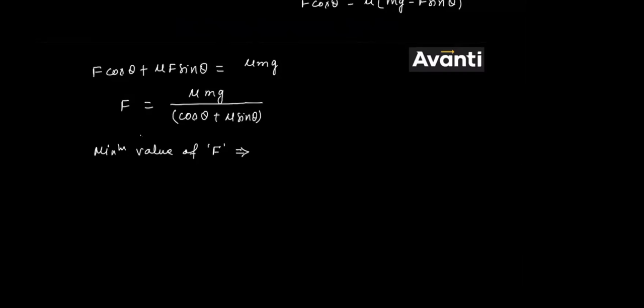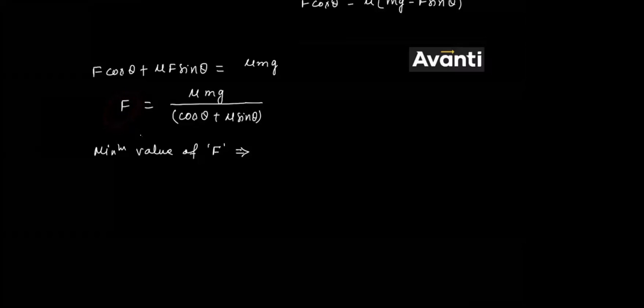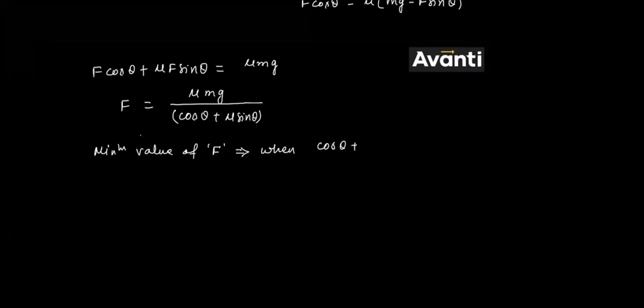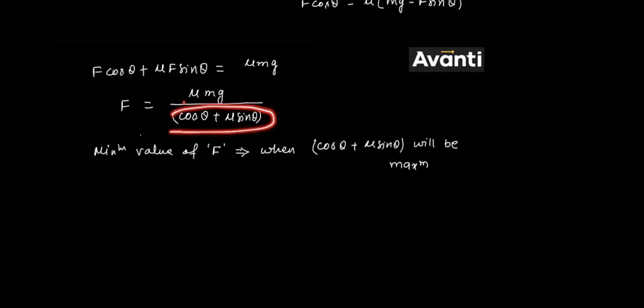Guys, tell me, when are we going to get the minimum value of F? Can I say that the minimum value of F will be obtained when cos theta plus mu sin theta will be maximum? This is the part that matters, because the numerator is a constant part. Theta can be changed. When cos theta plus mu sin theta is maximum, F will be minimum. So guys, find the value of theta at which cos theta plus mu sin theta will be maximum, and then put that value of theta here, and you'll get F minimum.